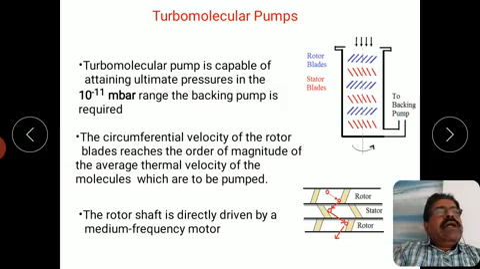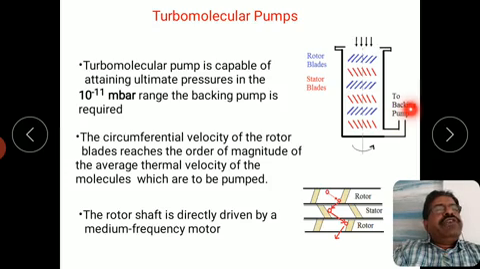For example, here hydrogen has the highest average thermal velocity, of the order of 1700 meter per second. So like this, different gases have different average thermal velocity. Now if the circumferential velocity of the rotor blade is greater than the average thermal velocity of the particular gas molecule, then the pumping will become efficient.